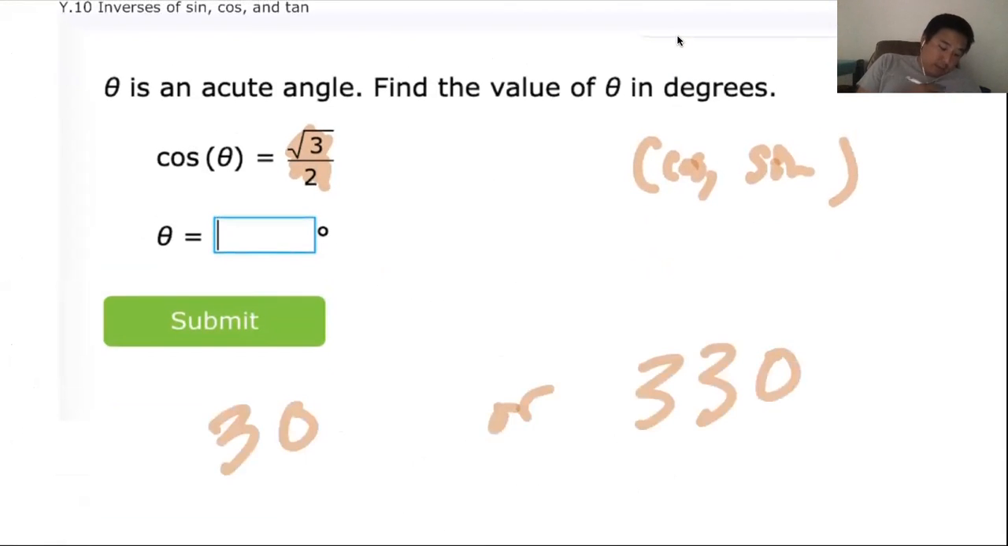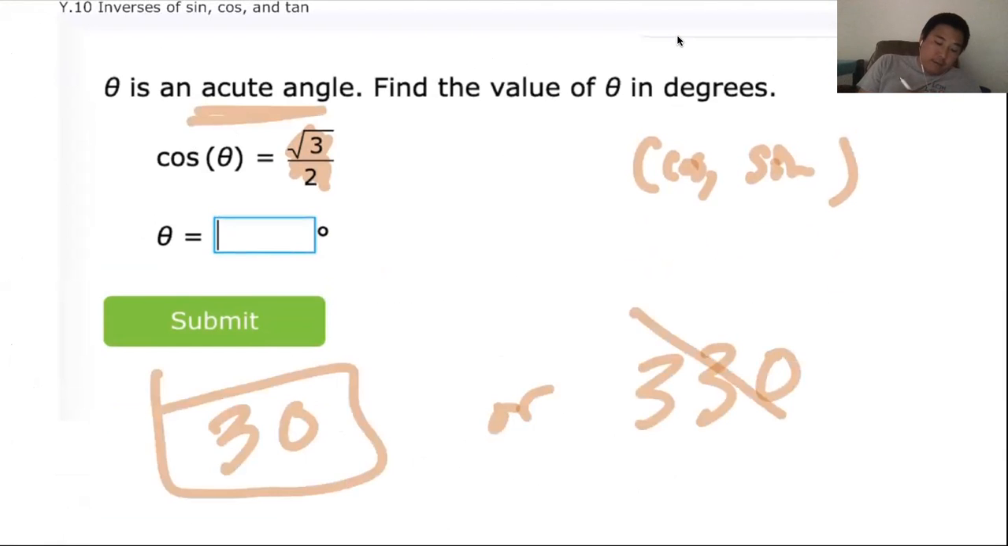How do you know which one to use? You want this one because it says acute angle.